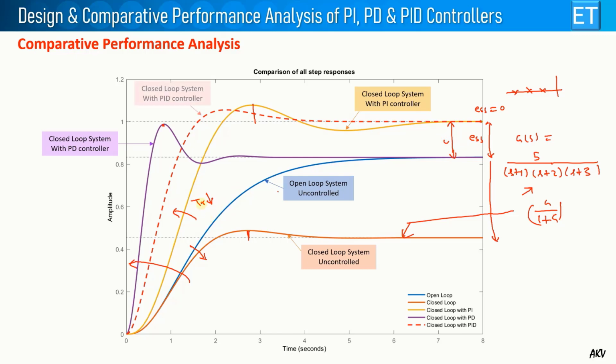And now let's see the last one, the PID controller, this dashed line of red color. Here we can see that it reaches 1, so it has a steady state error of 0. Also it is faster than the uncontrolled system, as well as faster than the PI controller, but not faster than the PD one. Its peak overshoot is also not large as compared to PD and PI, and oscillations are also very few. So the PID controller is giving a very balanced and optimum output as compared to the others. That's why the PID controller is known as the best in this category.